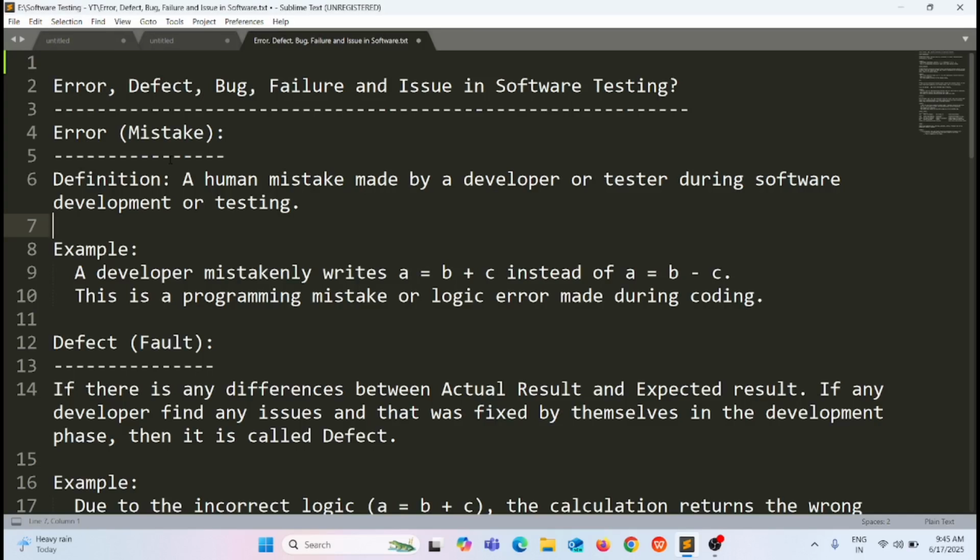So today in this video we are going to discuss an interesting topic of software testing. The topic is: what is the difference between error, defect, bug, failure and issue.